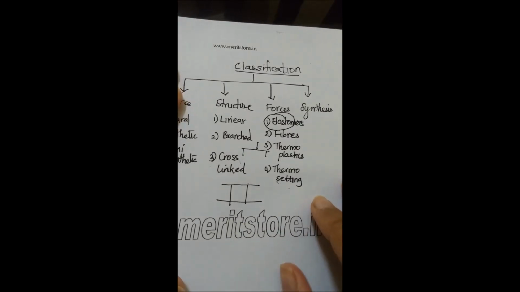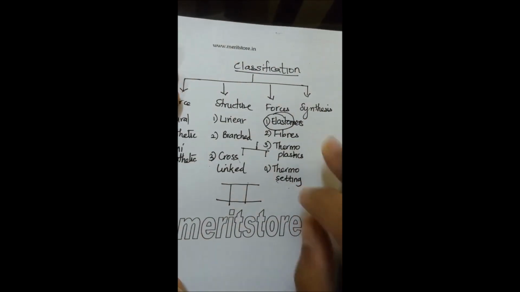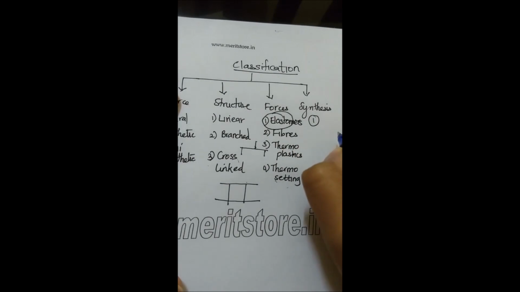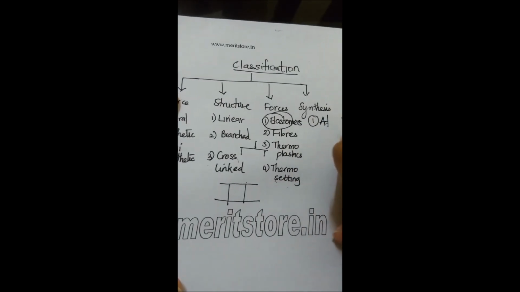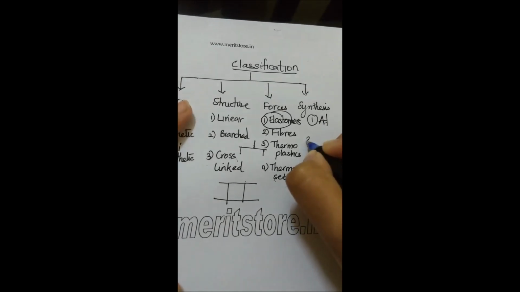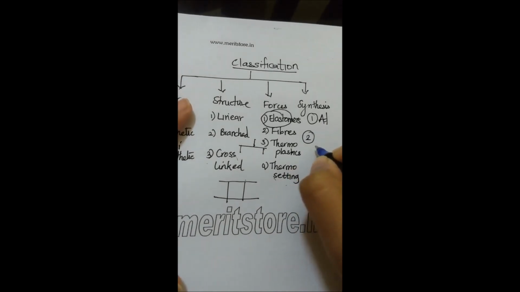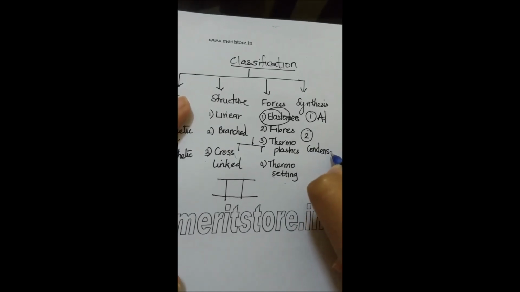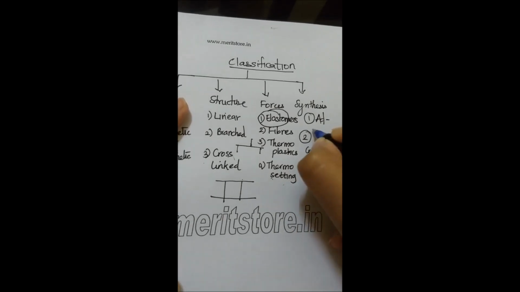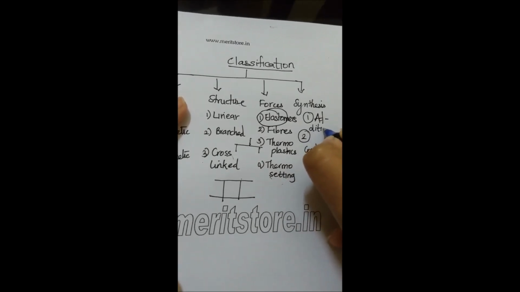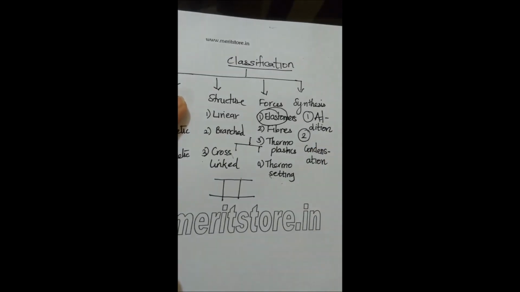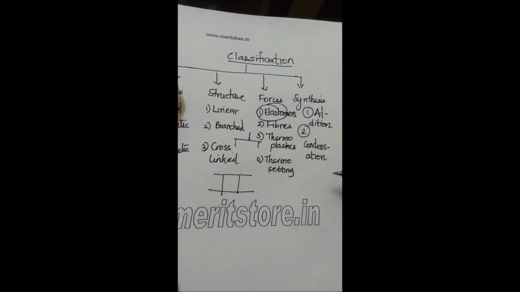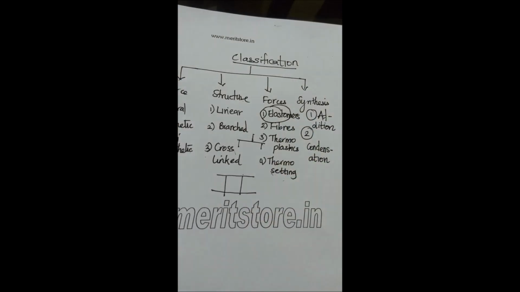And finally, we go to the methods of synthesis. We have two methods of synthesis. The first method is addition, and the second method is condensation. So we have two methods, addition and condensation, which we will see in detail.